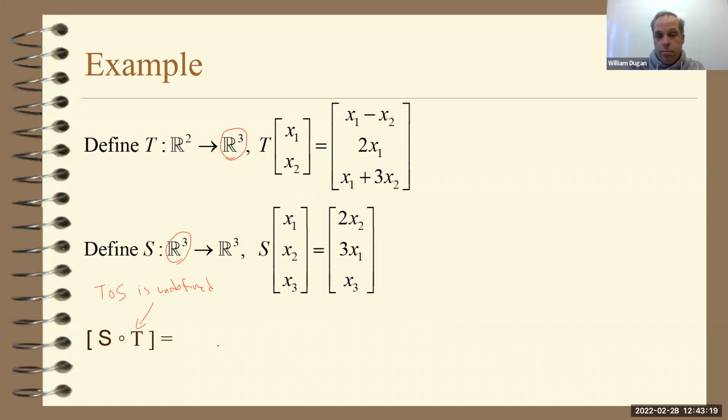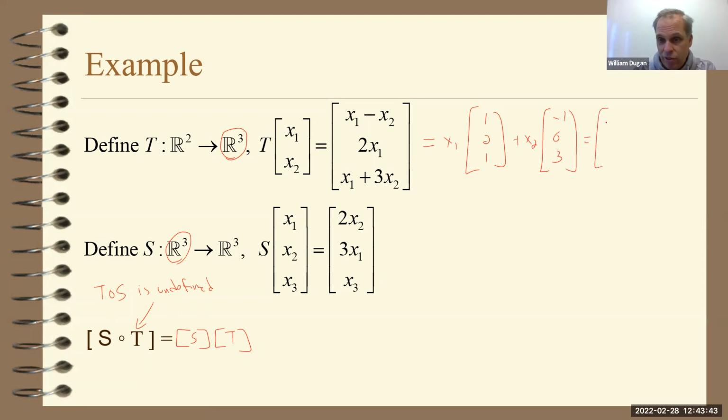So to figure out that particular thing, it's the standard matrix of S multiplied by the standard matrix of T. All I've got to do is figure out what those are. Notice you can write this as a linear combination. It's actually x1 times (1, 2, 1) plus x2 times the vector (-1, 0, 3). So the standard matrix is just [1, -1; 2, 0; 1, 3], and that's multiplied by the vector (x1, x2). So I know the standard matrix for T.